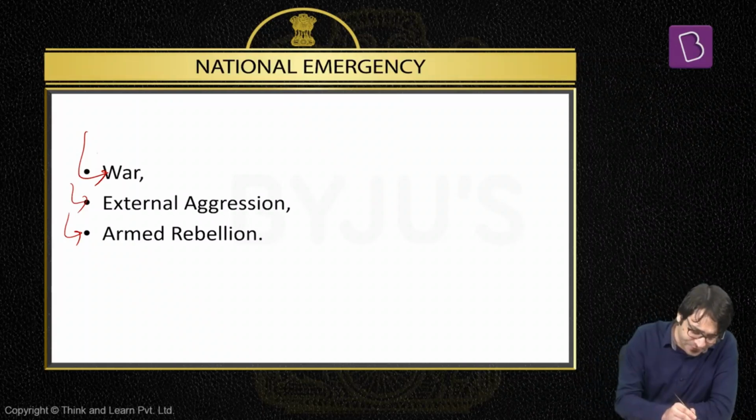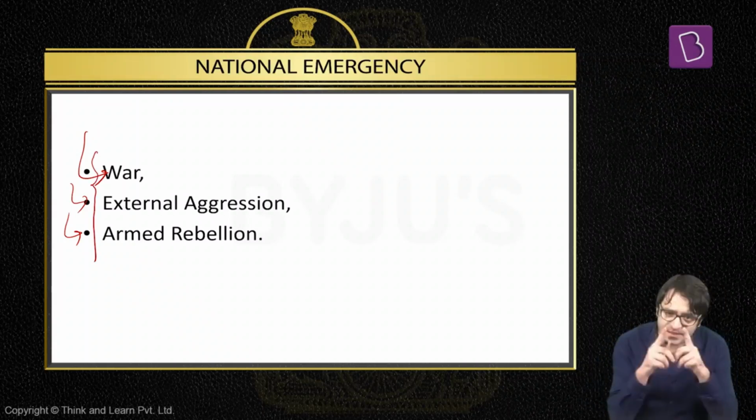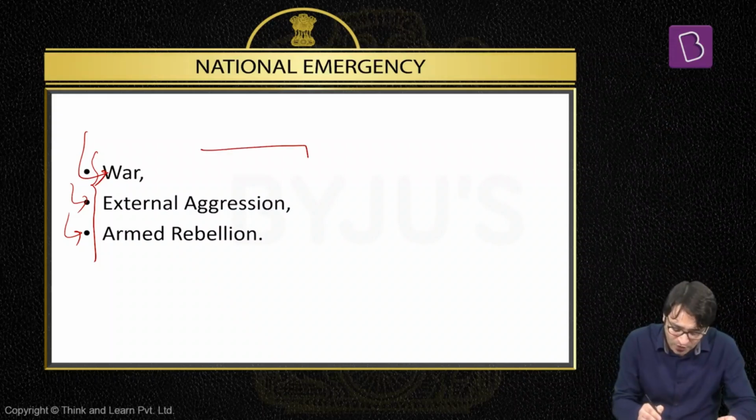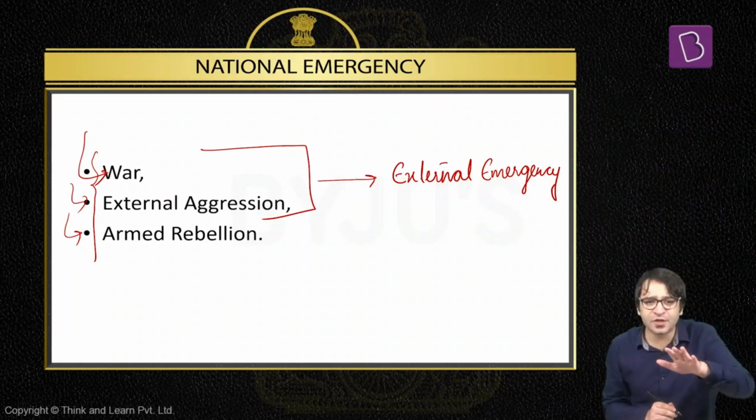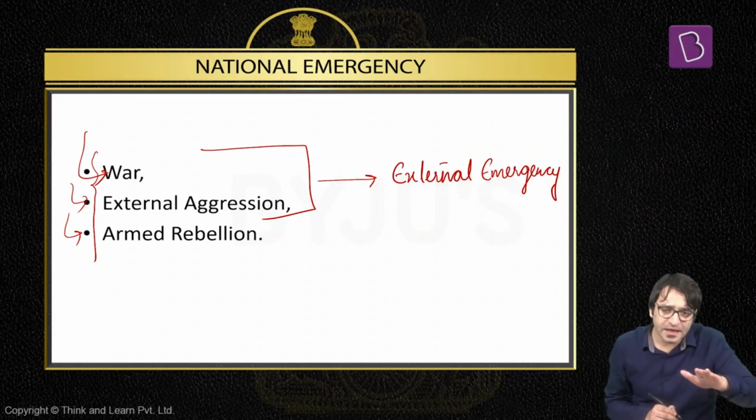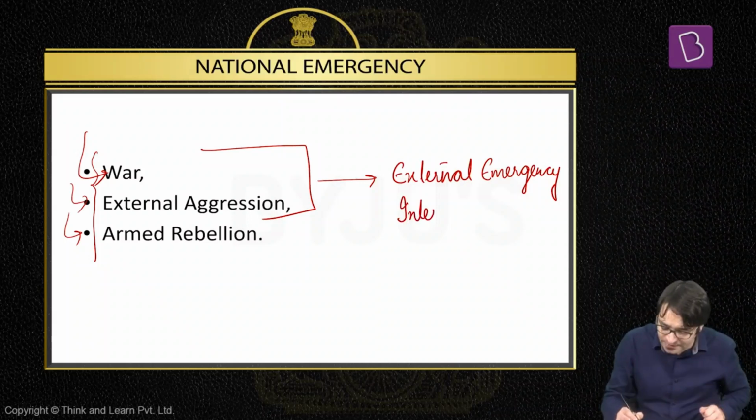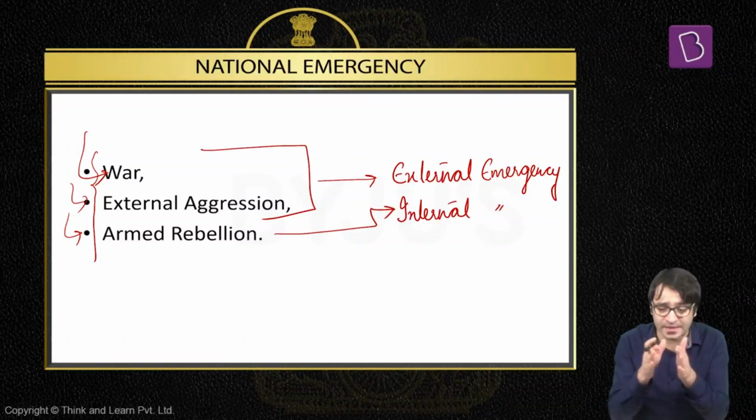But the point is, what is the difference between war, external aggression, and armed rebellion? Please understand, when the emergency is imposed on the grounds of war or external aggression, we call it external emergency. And when the emergency under Article 352 is imposed on the grounds of armed rebellion, we call it internal emergency. But what is the difference between war, external aggression, and armed rebellion?